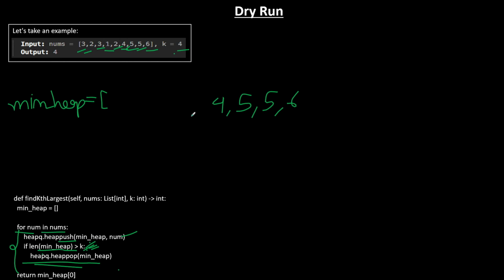Now, after that, the iteration gets complete because we have completely traversed the array, and we will return min heap 0, which is 4 in this case, right? Is this our answer? Yes, this is our answer.